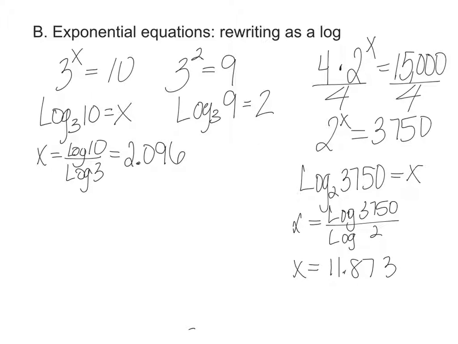Now there's another method we're going to look at, and that is taking the log of both sides, and you'll see that you end up with the same type of equation. So another method of solving exponential equations is taking the log of both sides. You end up with the same problem as if you were to rewrite it as a log. So let's look at one. Say 2 to the x equals 9.